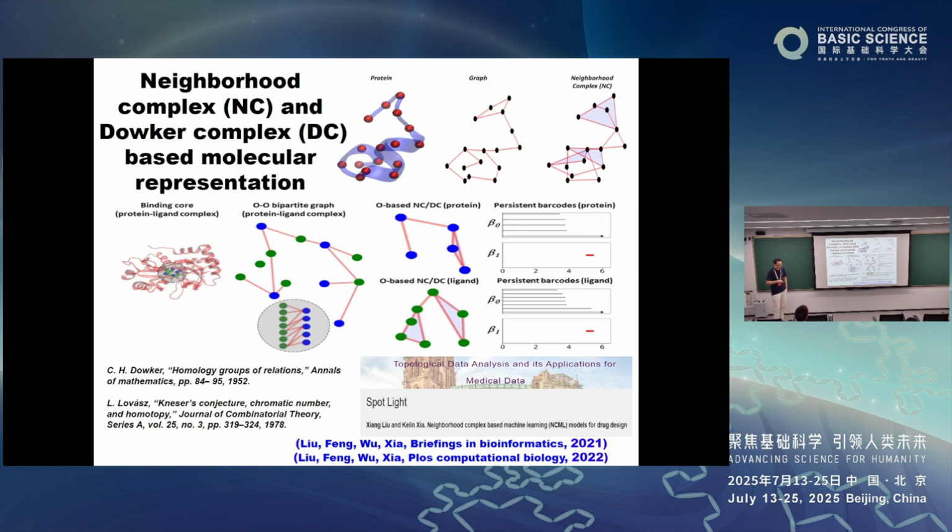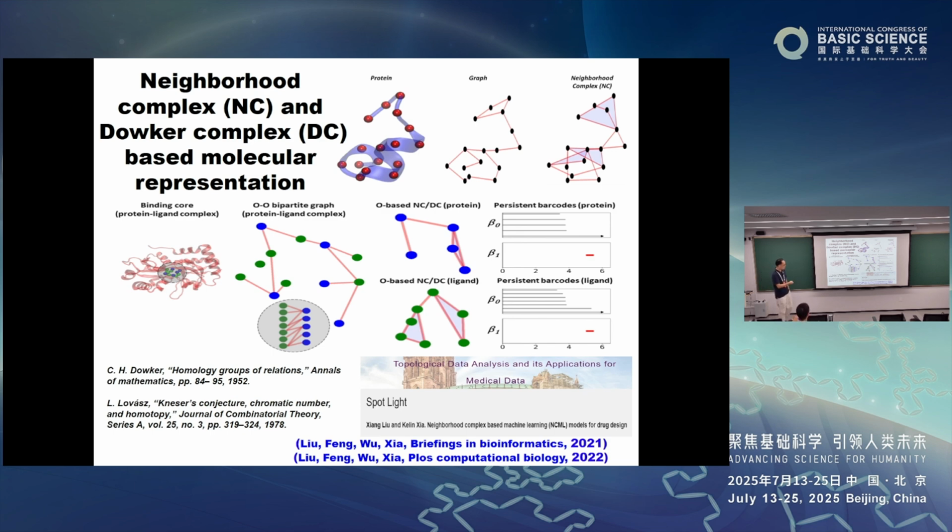And the interesting thing is that when you have the neighborhood complex working on a bipartite graph, you will end up with something called a Dowker complex. Okay, so a bipartite graph basically means that I have a certain set, and another set, and then the connections only happen between the sets.